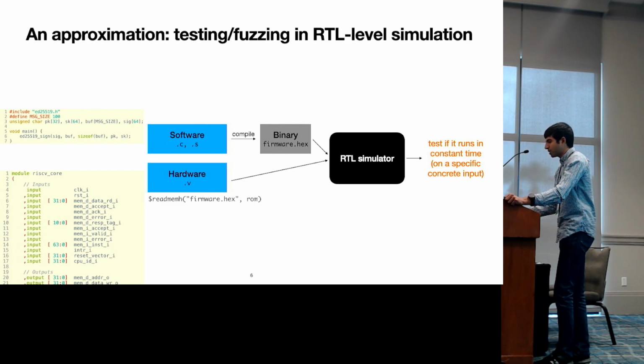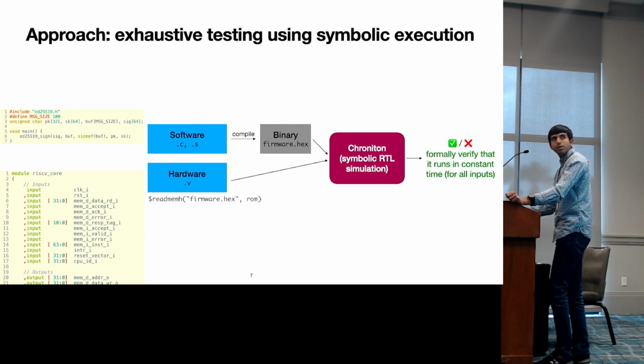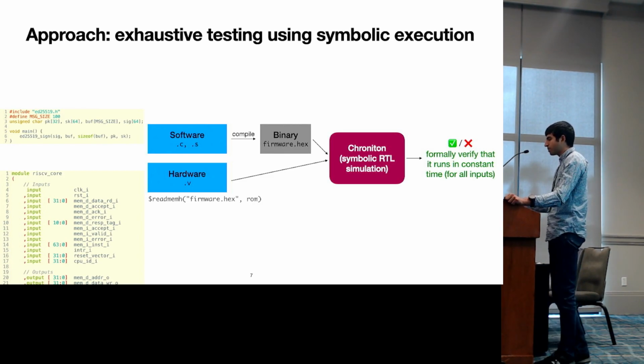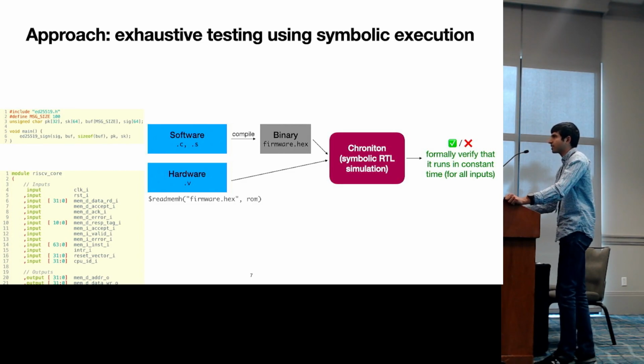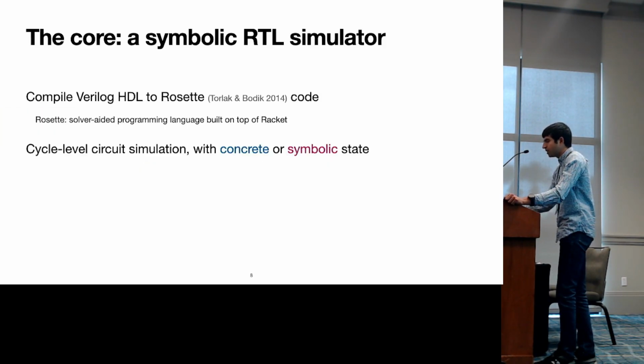And so our approach, or our plan, is to effectively do this, but prove this property for all inputs. And the way we do that is by replacing the RTL simulator with a symbolic RTL simulator. The fundamental part of this approach is using symbolic execution. And this way we can actually prove that this property holds, this constant time execution, over all possible inputs. So at the core of this is a symbolic RTL simulator.